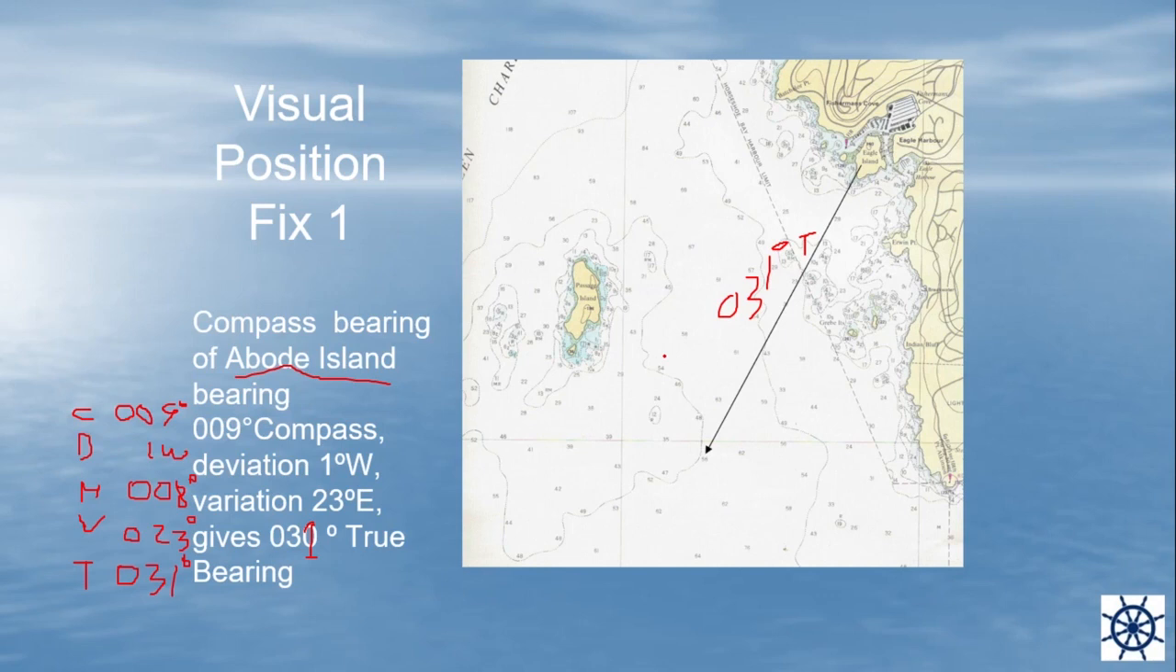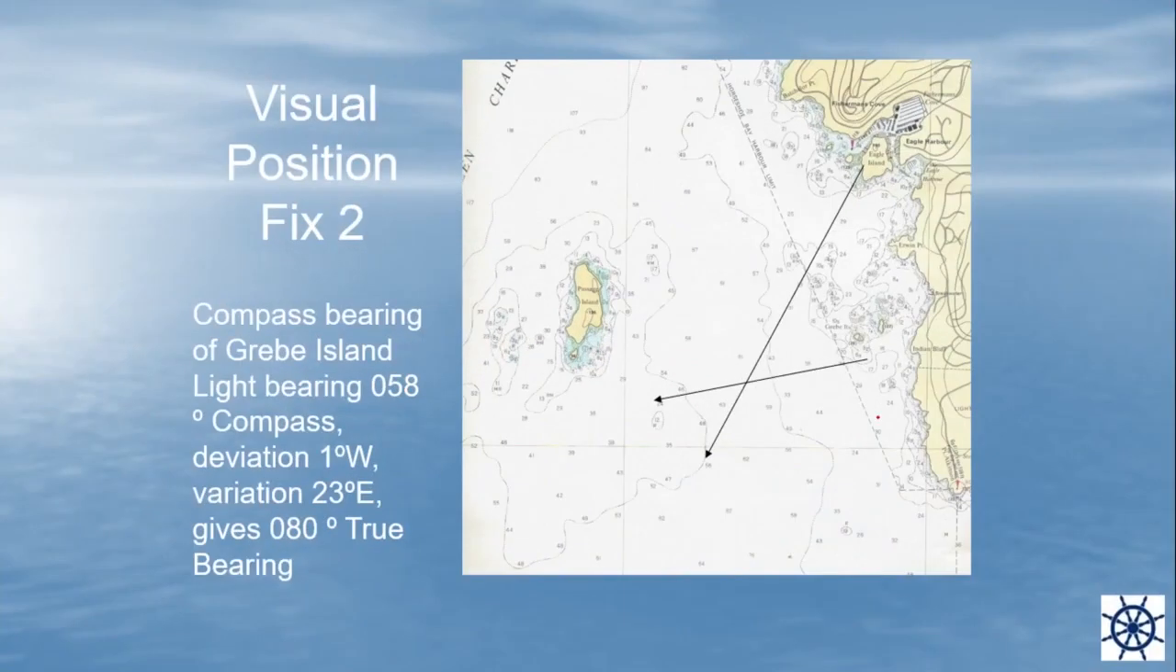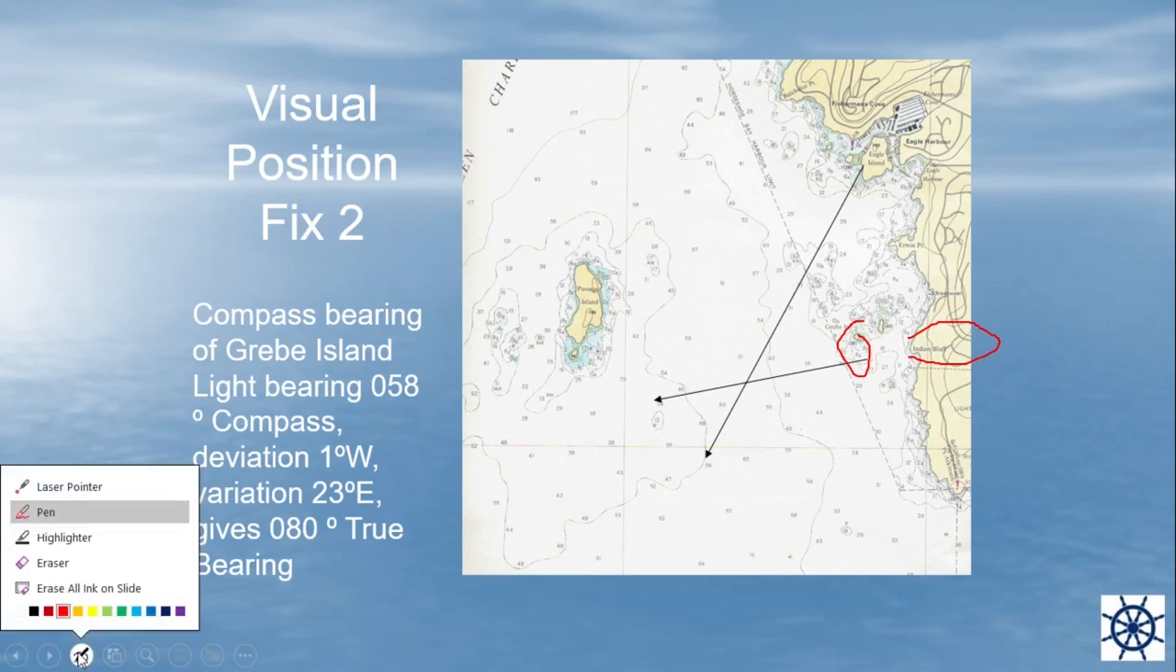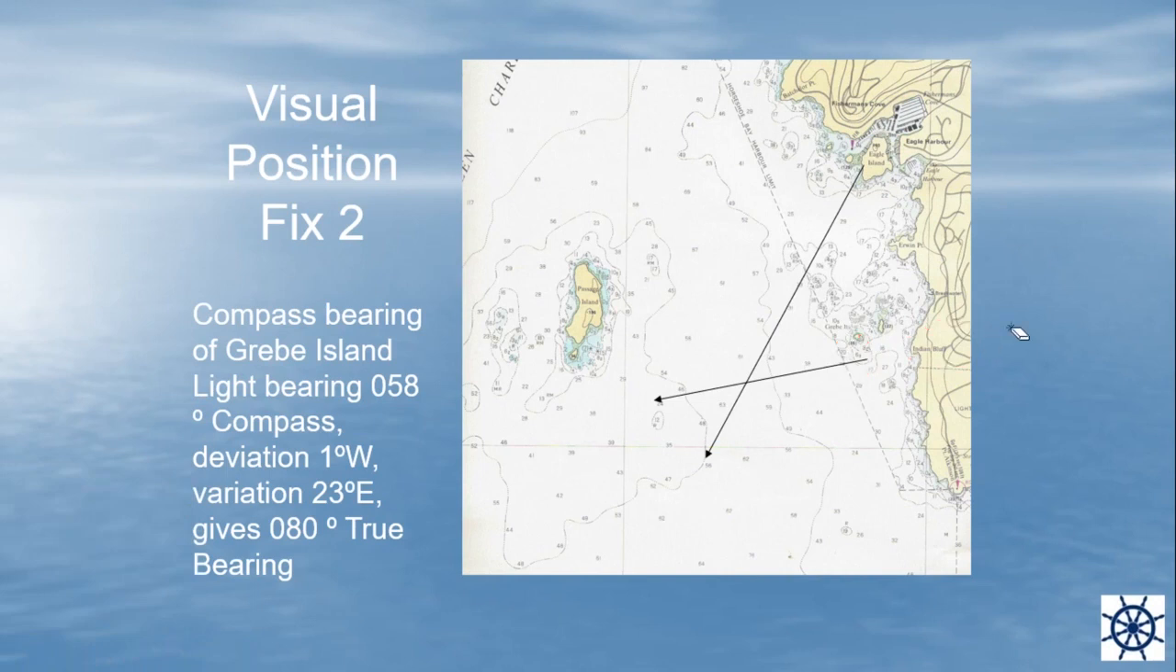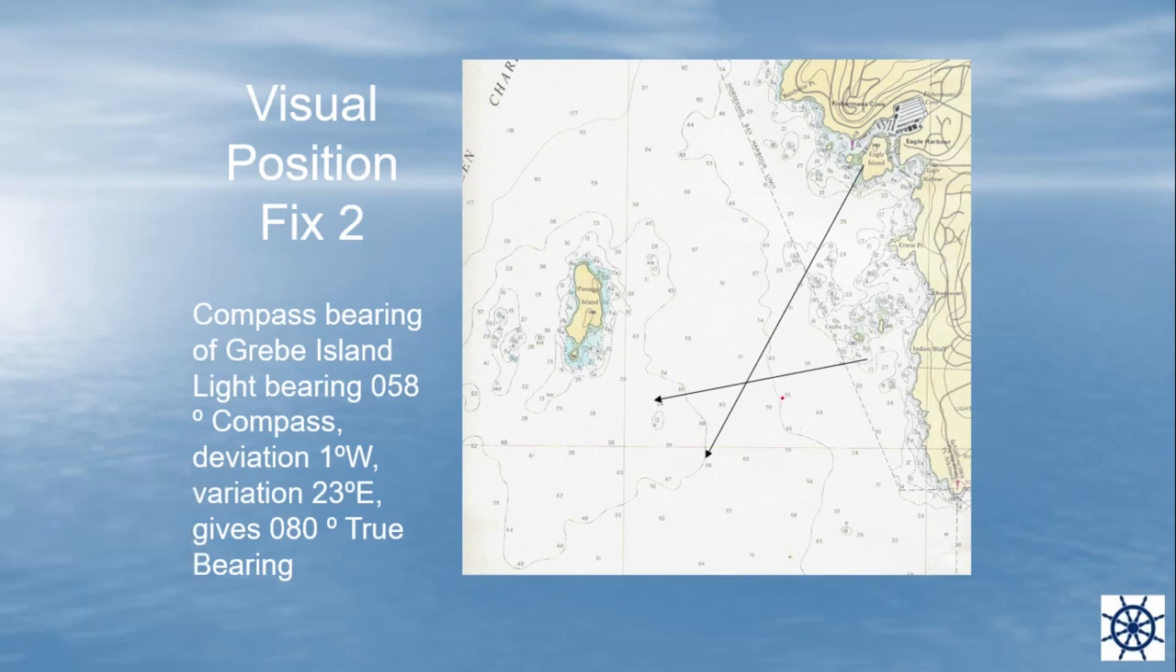Okay, so 31, you need another position in order to obtain a fixed position. For example, this Gibi Island. It's not in line, no? Gibi Island, light bearing of 058. 058 is not in line, 058 bearing. But you have to put it in line with the Gibi Island. You have to put in this line, Gibi Island.